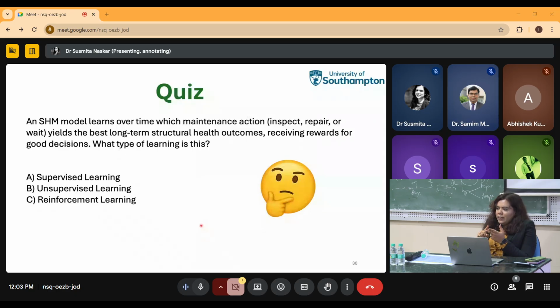So now, before actually going into the next one, do you all remember that yesterday we talked about eight future trends of AI, AI for sustainable infrastructure? So now can you think about the supervised, unsupervised and reinforcement learning, these three cases, and try to connect with one of those?